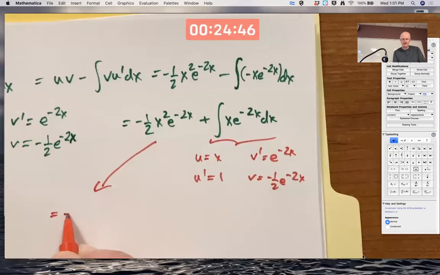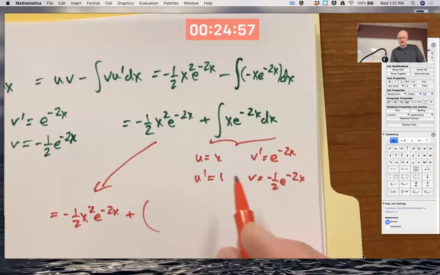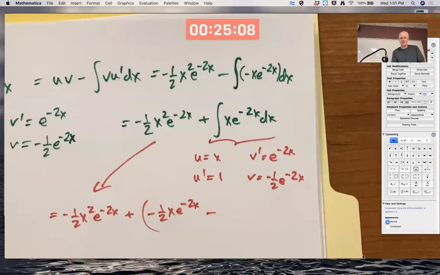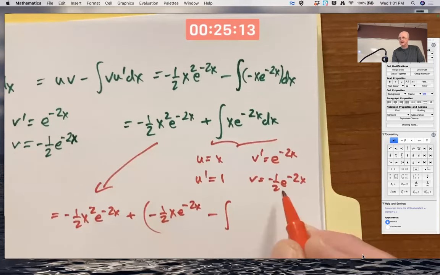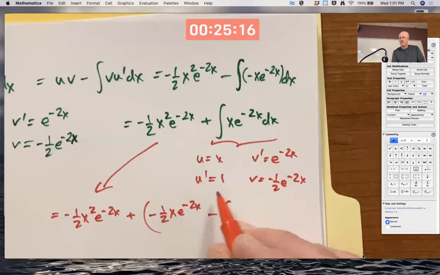Don't forget your first term, negative 1/2 x squared e to the negative 2x. Plus, okay, use parentheses to be careful. u times v is the product of those two things. There's going to be a negative sign, negative 1/2 x e to the negative 2x. Minus, the integration by parts formula involves a minus sign, the integral of the product of those two things. See where I'm pointing? v and u prime.